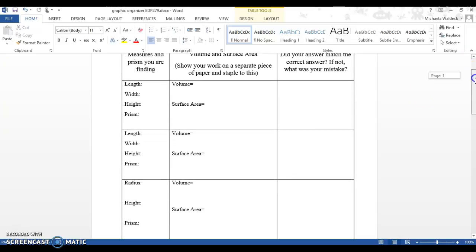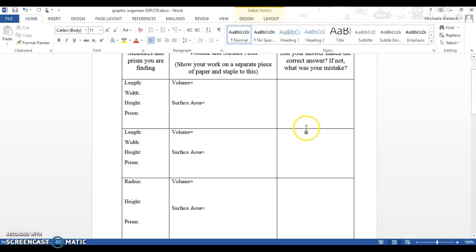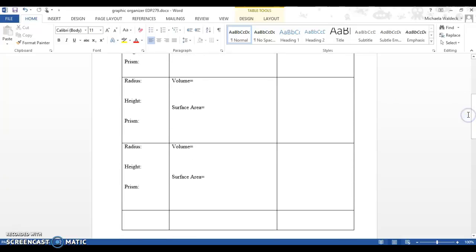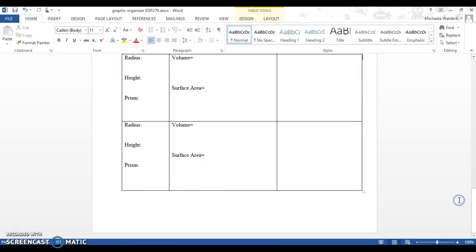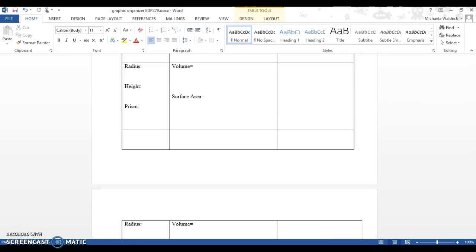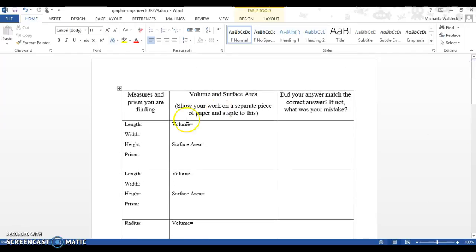So those first 2 are boxes, and then there's 6 left. So I figured 3 cylinder, 3 cone. So they can choose the radius and the height, and then they need to tell me what prism they're doing, volume, surface area, if they got it right or wrong, if they got it wrong, what they did wrong. So that's the worksheet.